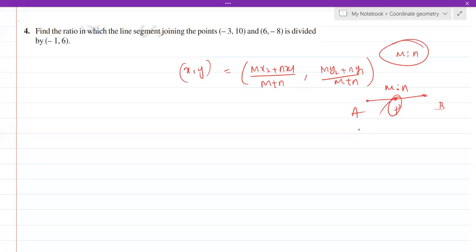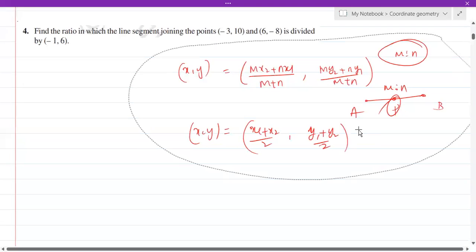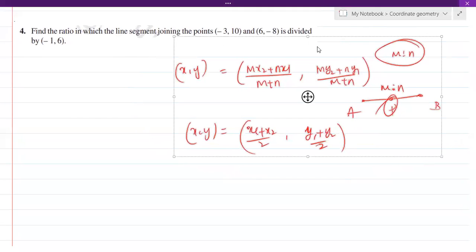If the ratio is unequal, suppose like 2 is to 3, 3 is to 4, then you can use this formula. If it is an equal ratio, then you're going to use the midpoint formula, which is given by x comma y is equal to (x1 plus x2) divided by 2, comma (y1 plus y2) divided by 2. This is the formula that we use if P is the midpoint. Otherwise, we are going to use the section formula. So let's get into the next problem.